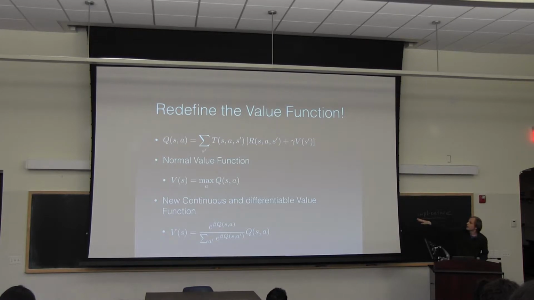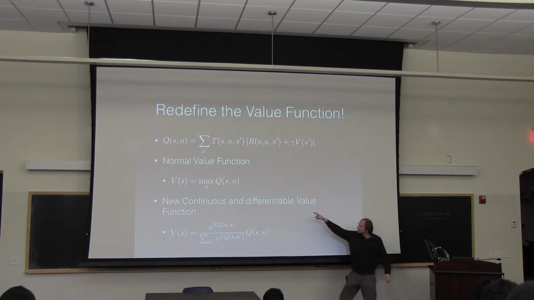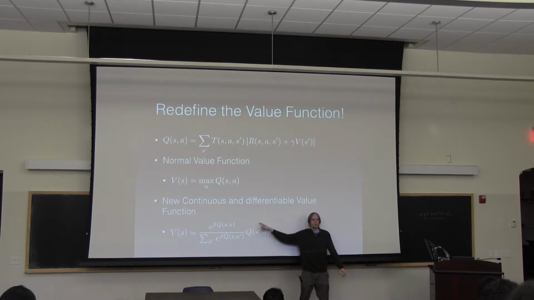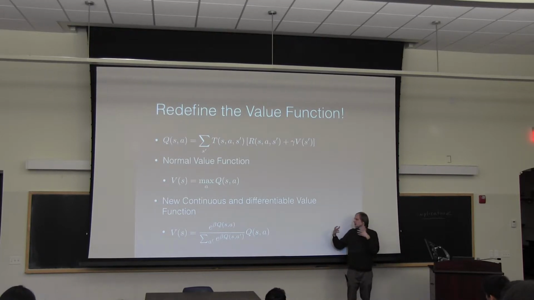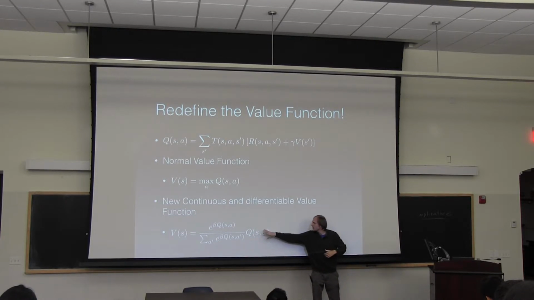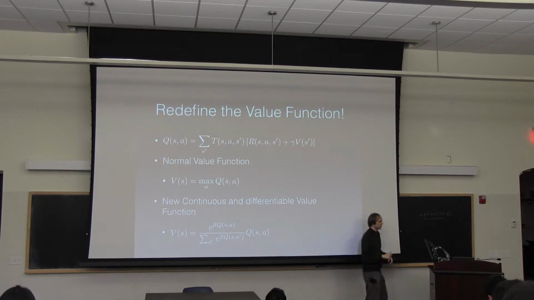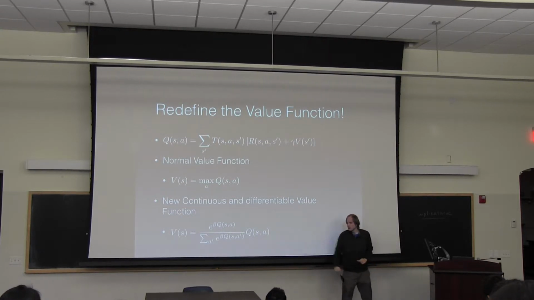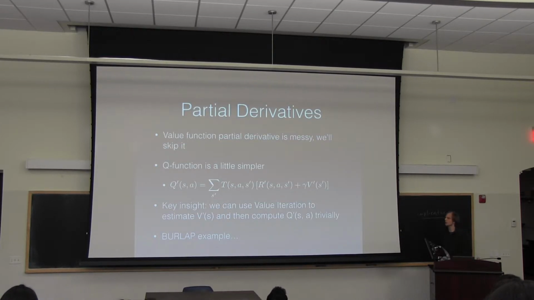So instead, we'll define a new continuous and differentiable value function, which is very similar to this, except now we're doing the same kind of Boltzmann softmax thing. We're saying the value isn't just the maximum one. It's some weighted distribution where the weight is a softmax probability distribution over the Q values. So this means we're mostly going to take the Q value of the maximum Q value, but other Q values contribute some amount to our value function as well. And so this is continuous and differentiable. So now we can compute partial derivatives from it.